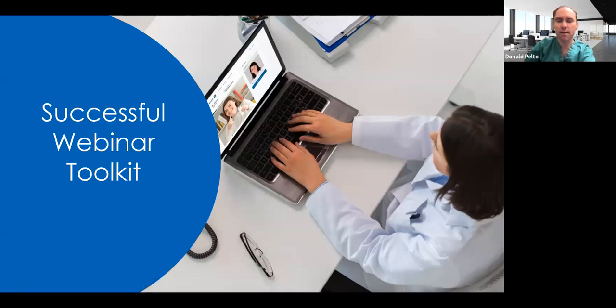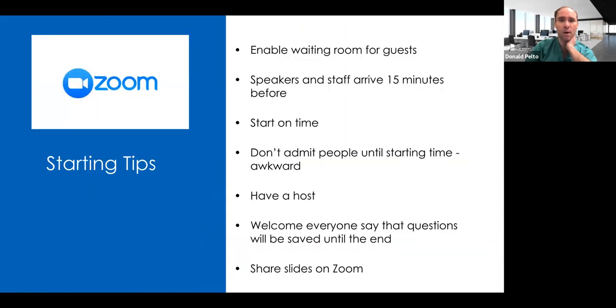So I want to go over, to have a successful webinar, you need some tips here, and that's what I want to go over right now, how to have a successful webinar. So let's go into this. For a successful webinar, first of all, enable the waiting room for guests. Let them stay out there. Keep the name of the event.